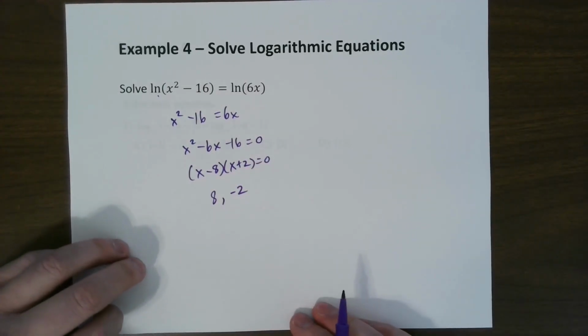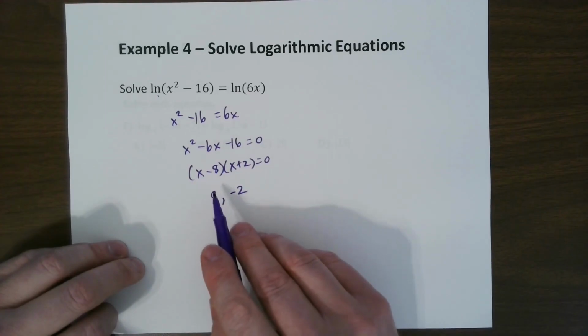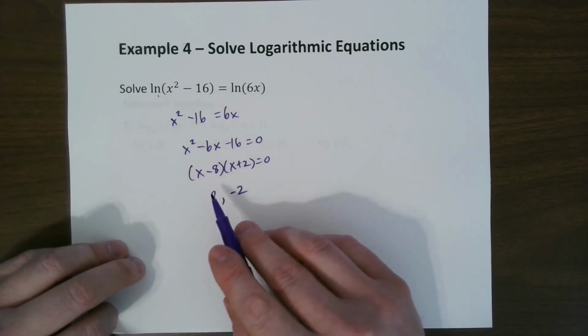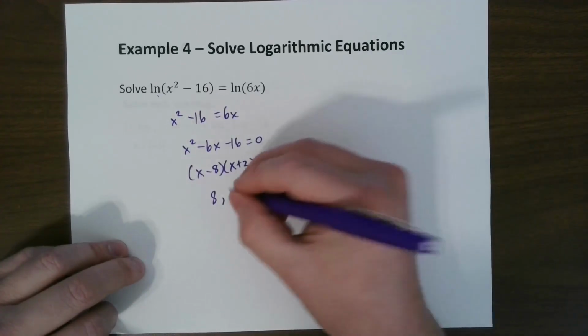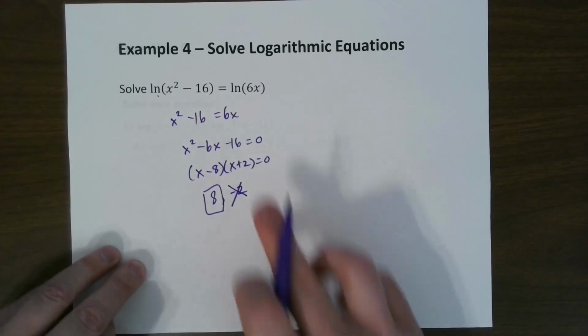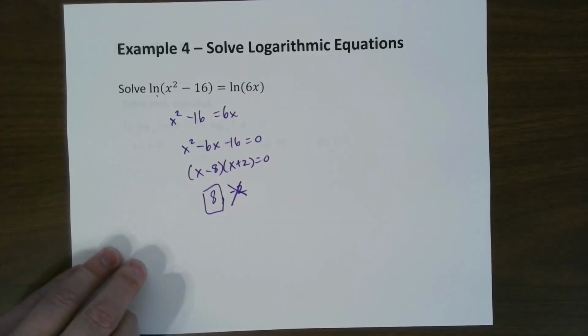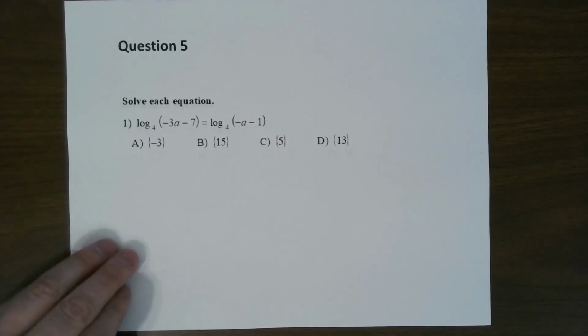One of these is not a real answer, because you cannot take the log of a negative or a 0. If I plug in 8, everything's good. If I plug in negative 2, they both get negative. So this is not true. So whenever you solve logarithmic equations, check for the negative or the 0. Go ahead and try that problem. And try this problem.